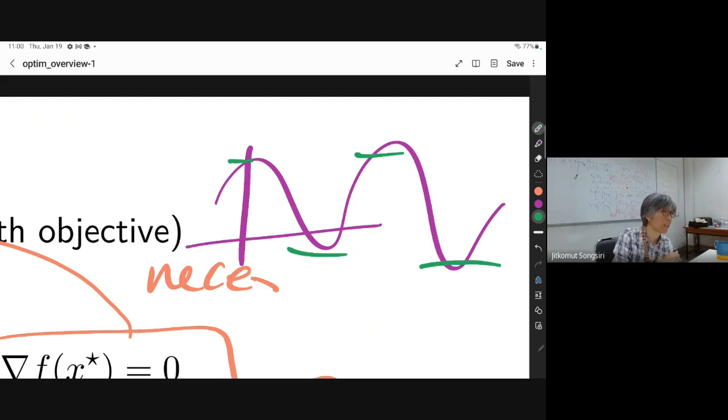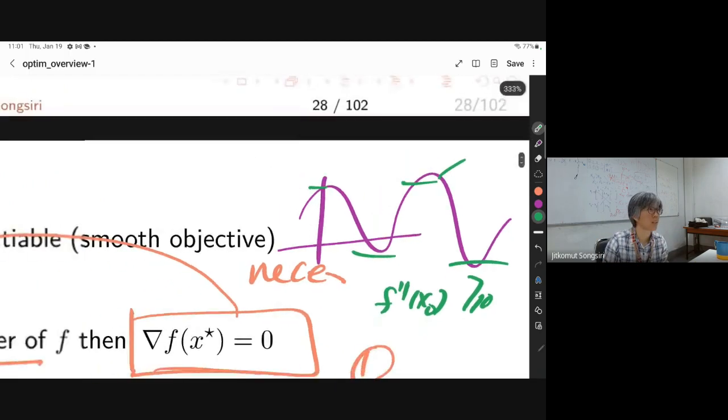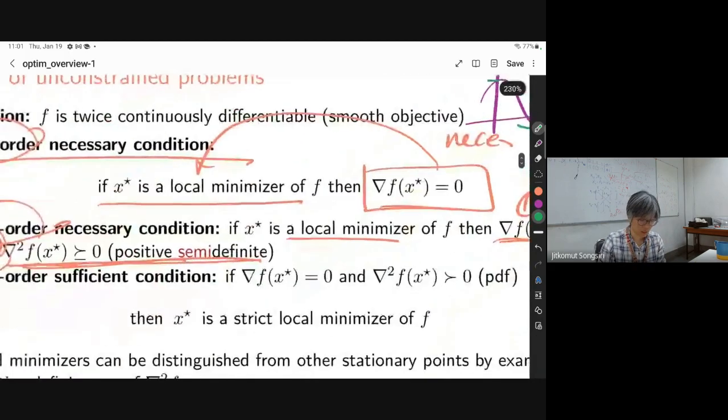And what's the next step to check whether it's a local minimum or not? Check the second derivative, right? And evaluate it at those x, right? That second derivative must be non-negative, right? And that's how you claim it. And for the local maximum, that second derivative is negative, right? This is the same thing.